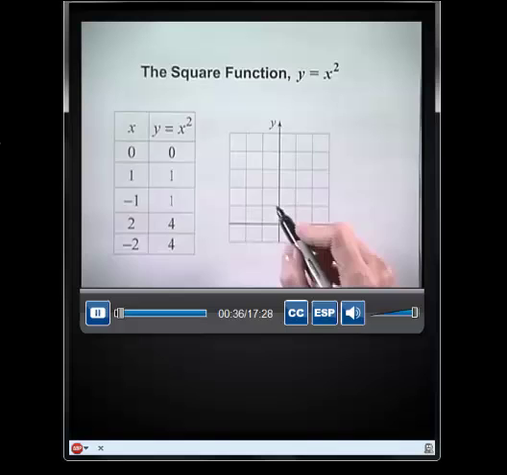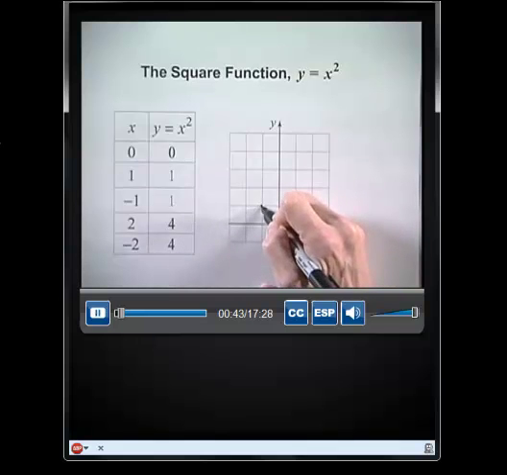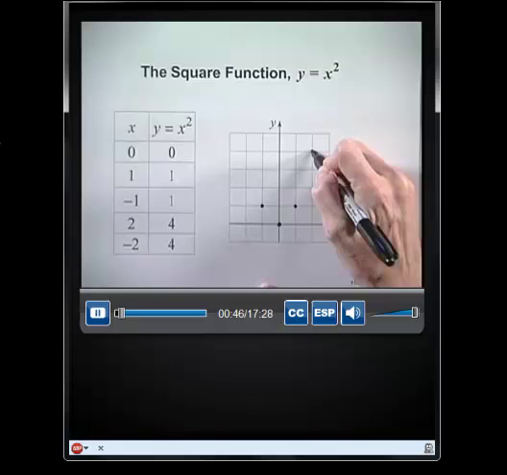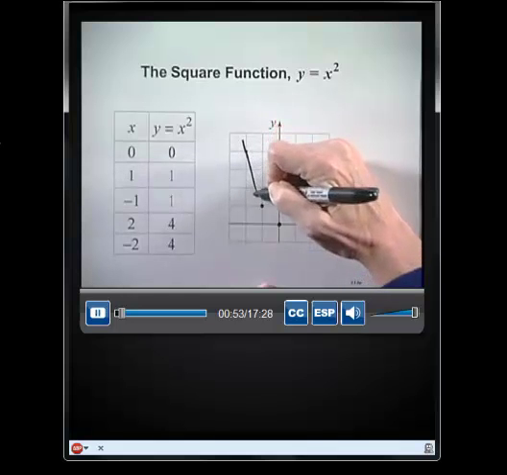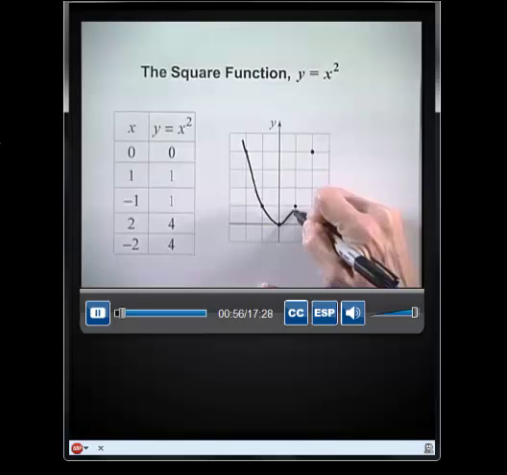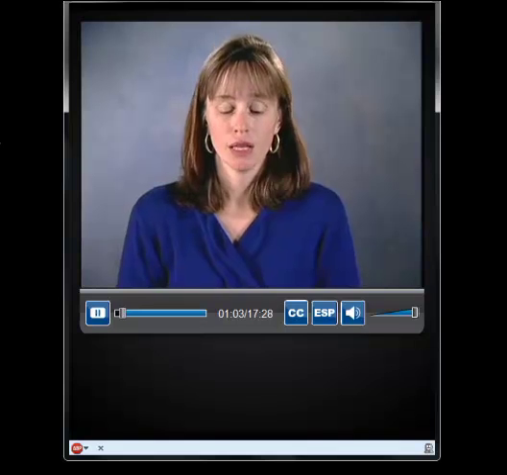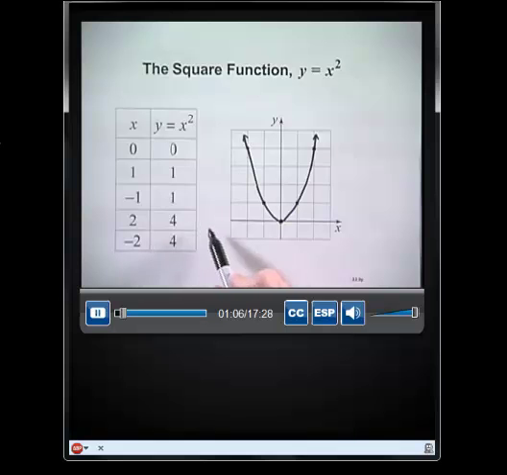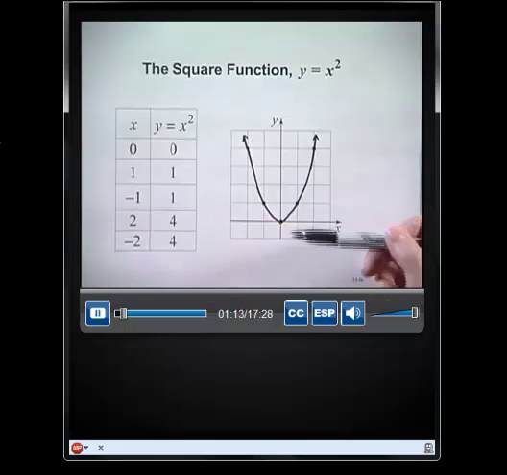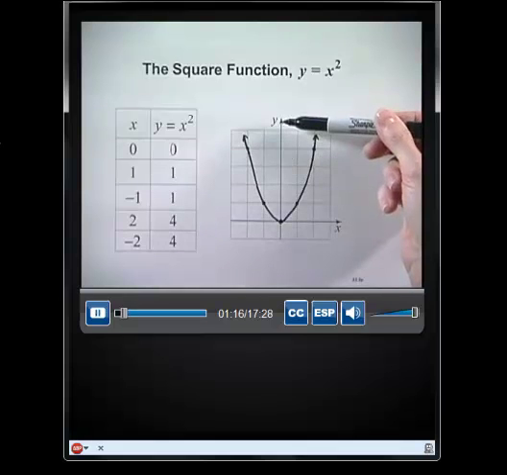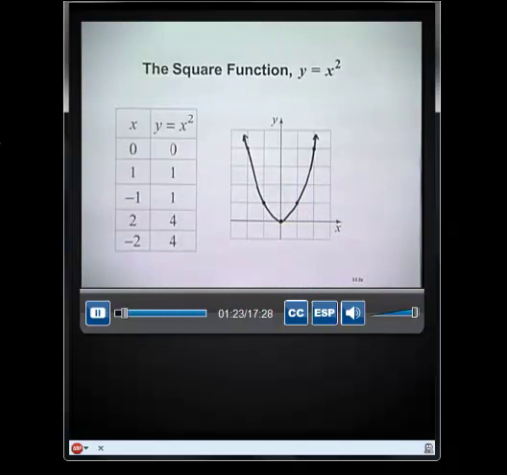Now what I'm going to do is plot these ordered pairs. I have 0, 0, positive 1, positive 1, negative 1, positive 1, positive 2, 4, and negative 2, 4, and connect these and get a graph of the square function. Now the domain of this function, notice, is negative infinity to positive infinity, extends in both directions to infinity. The range is from 0 to positive infinity, including 0. We call this particular function a parabola. Let's try another.